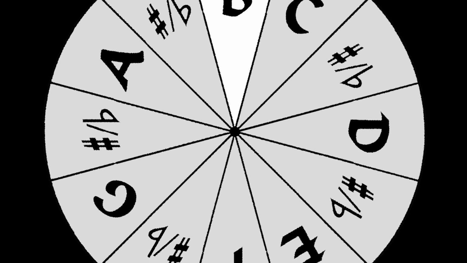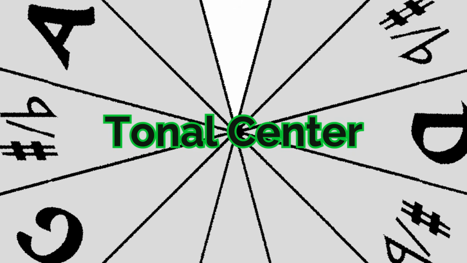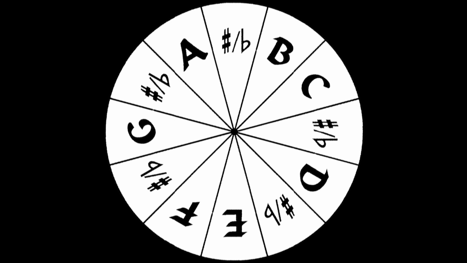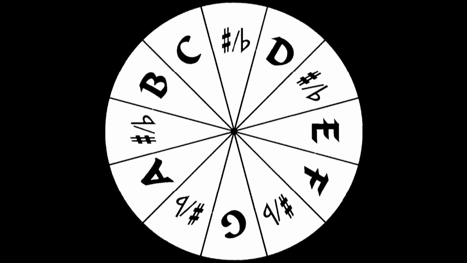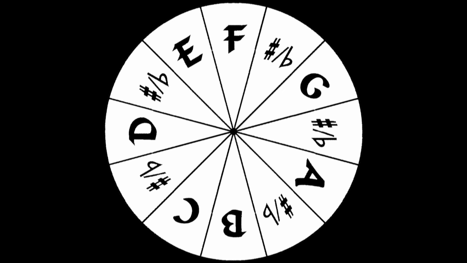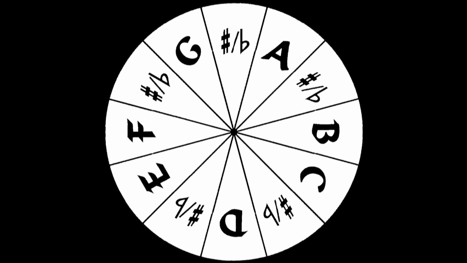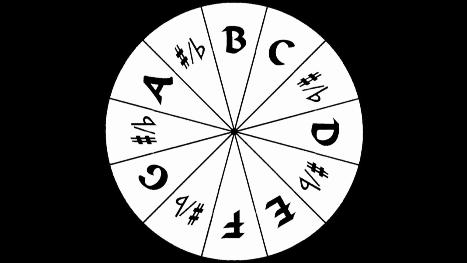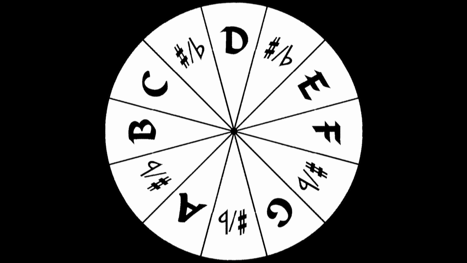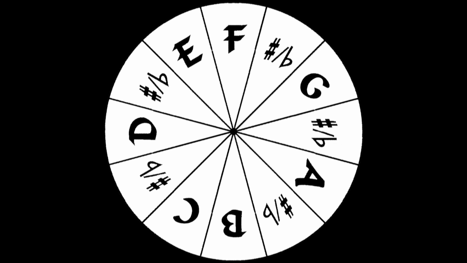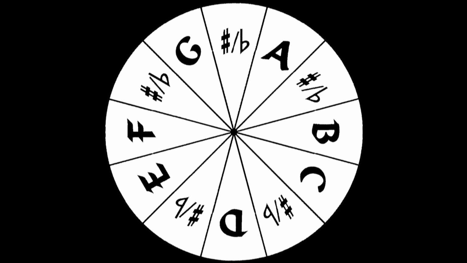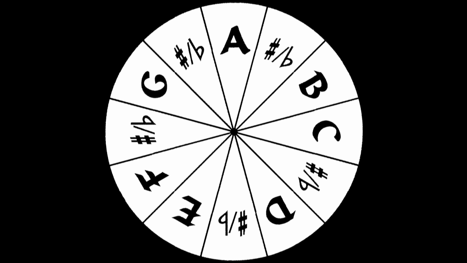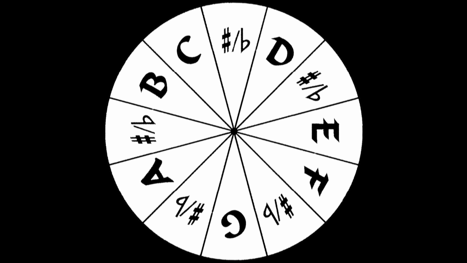We call this the tonal center. B is the tonal center in this example. We can compose and arrange music using any of the 12 notes as our tonal center in chromatic tonality. Just remember, the tonic names the scale, giving us the key. A chromatic, B chromatic, C sharp chromatic, etc.